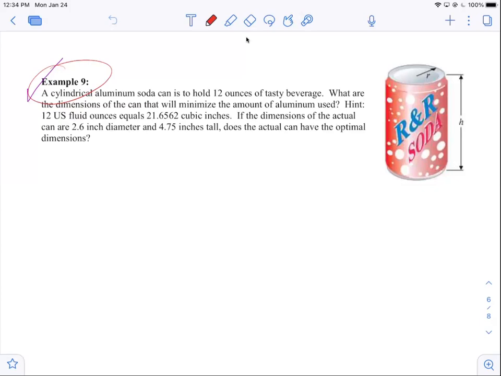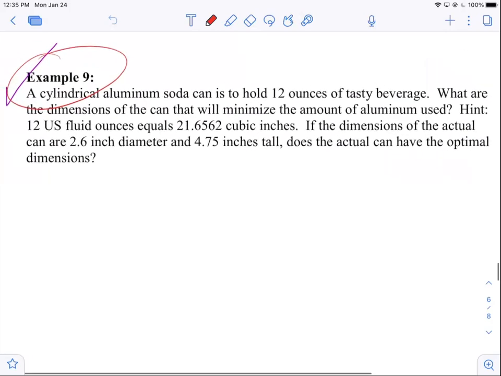Right? They had already done some studies that said the average person could drink 12 fluid ounces in one sitting. And you're telling me you did not plan that? I did not. It just happened on soda can day. You're being serious? You actually didn't plan it? No, I didn't. Okay. So 12 fluid ounces is 21.6562 cubic inches.